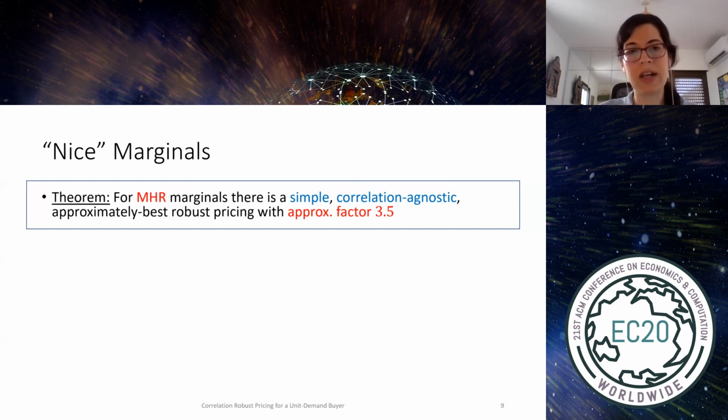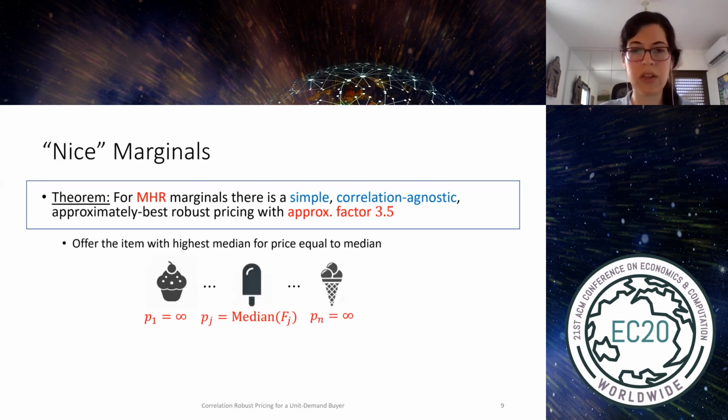If the marginals have the monotone hazard rate property, they're MHR, then we show a simple correlation agnostic, approximately best robust pricing, and the approximation factor that we get is 3.5. It's actually so simple that I'll just show it to you. You take all the items, you take the marginals, you compute the median of each one of the marginals, and you find the item with the highest median. In this case, it's item J, and set the median as its price. All other items are taken off the market by pricing them at infinity. Okay, so it's definitely simple.